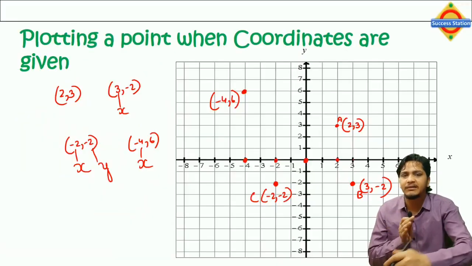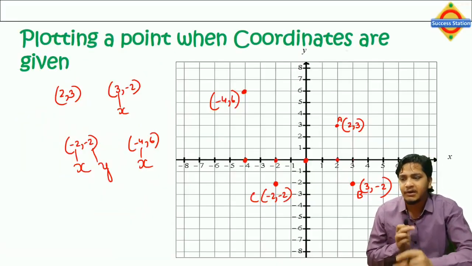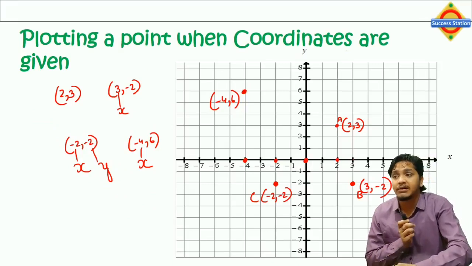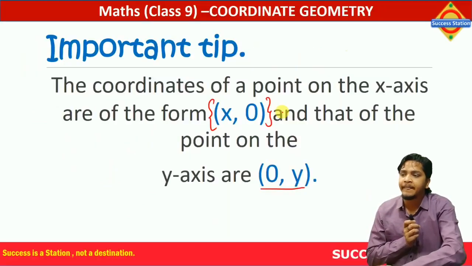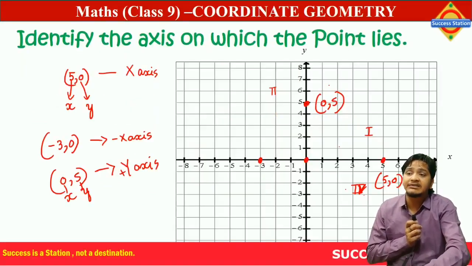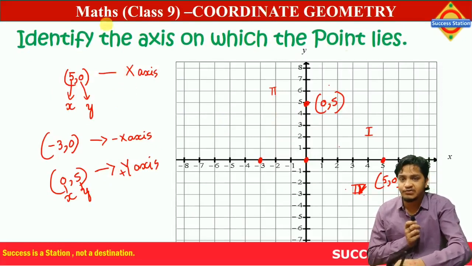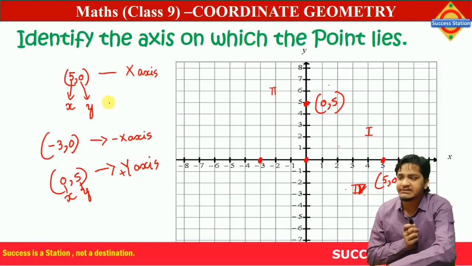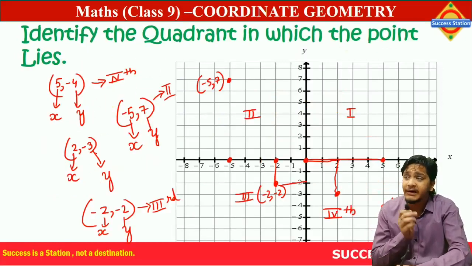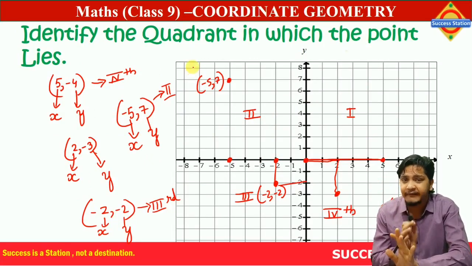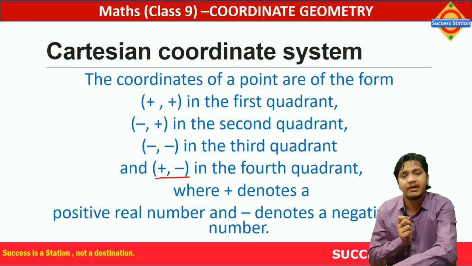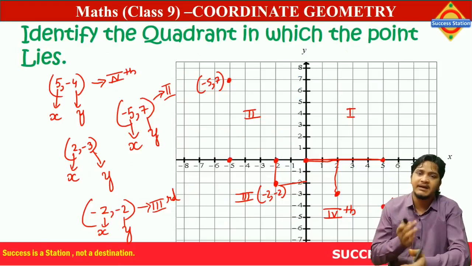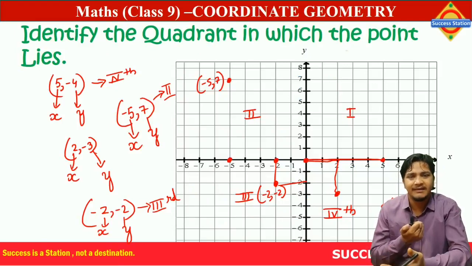So this is what is in this chapter. We will ask 3 types of questions. Plotting a point when coordinates are given, which is what you are doing, plotting points. Identify the axis on which the point lies, either x-axis or y-axis. Or identify the quadrant in which the point lies. These are the 3 questions that will be asked from you in this chapter. Clear? Clear or not clear? That's it for this chapter. It was easy.